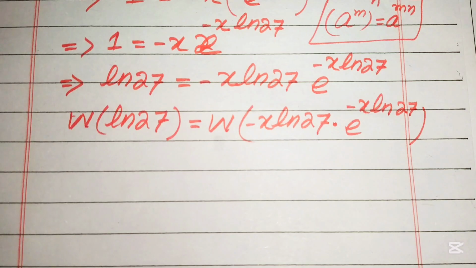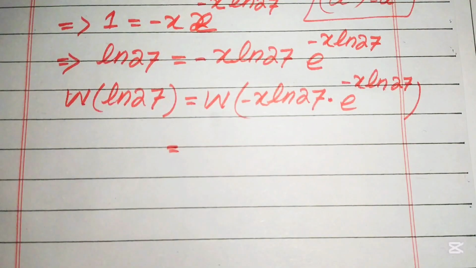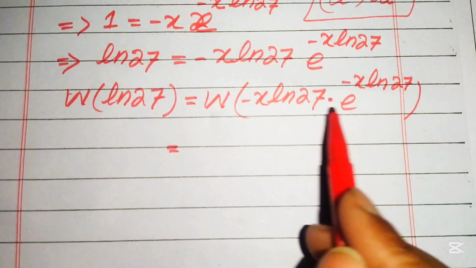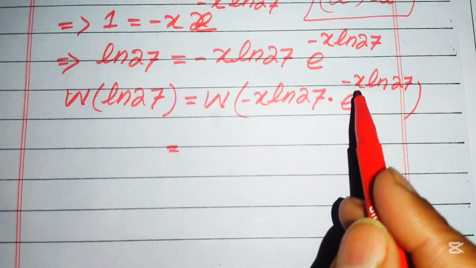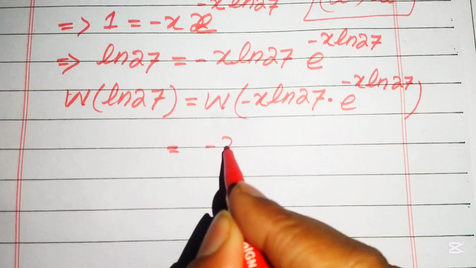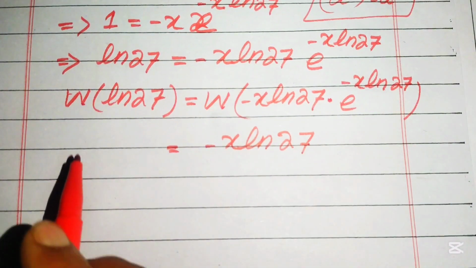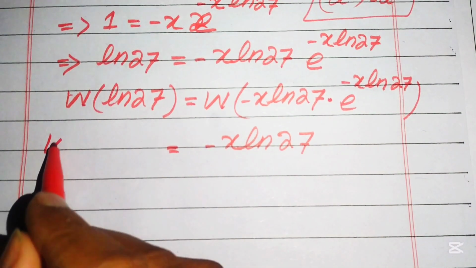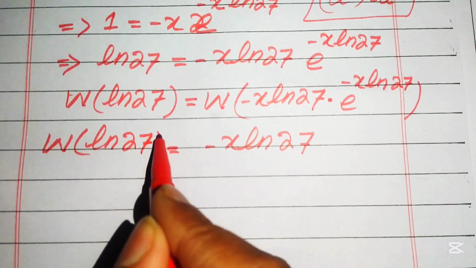Okay, so now here we need to apply the definition of the Lambert W function. According to the definition, the output of this type of function is equal to the exponent of e. You see here the exponent of e is minus x into log of 27. Similarly, on the left-hand side, we have only W of log 27.